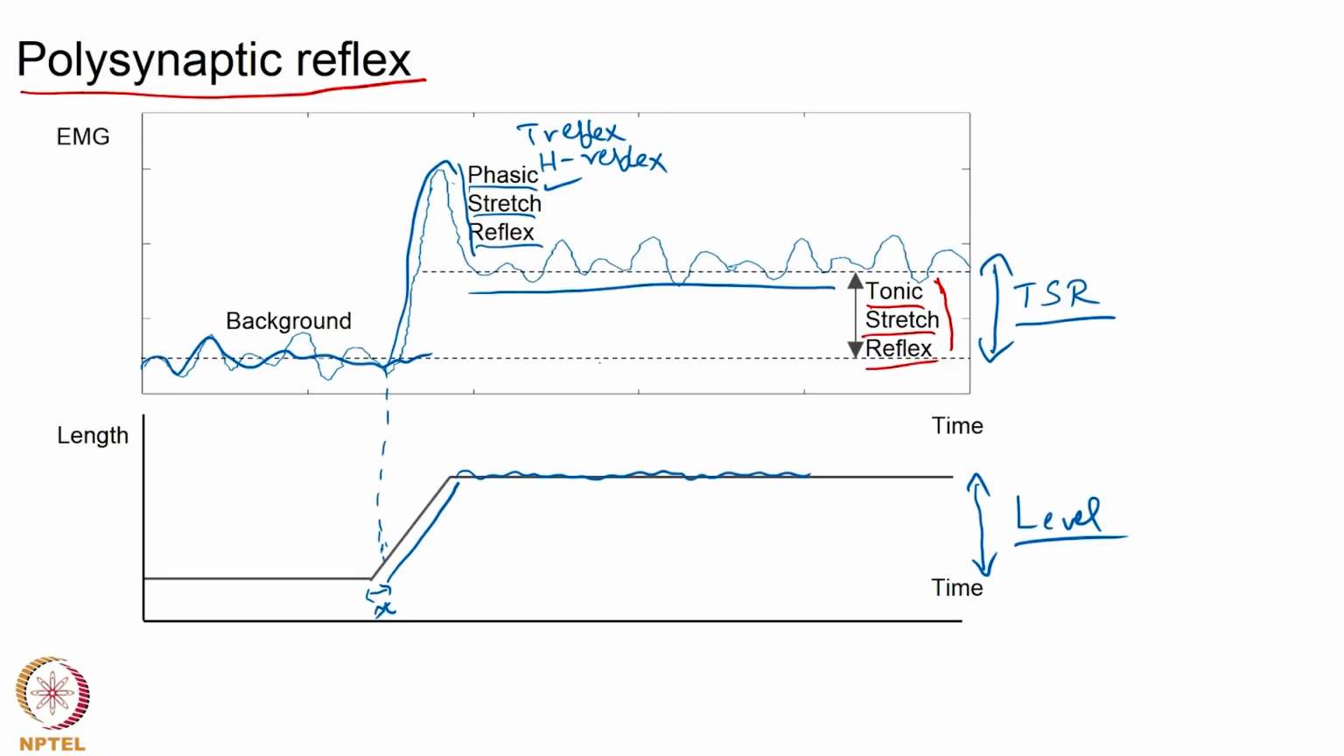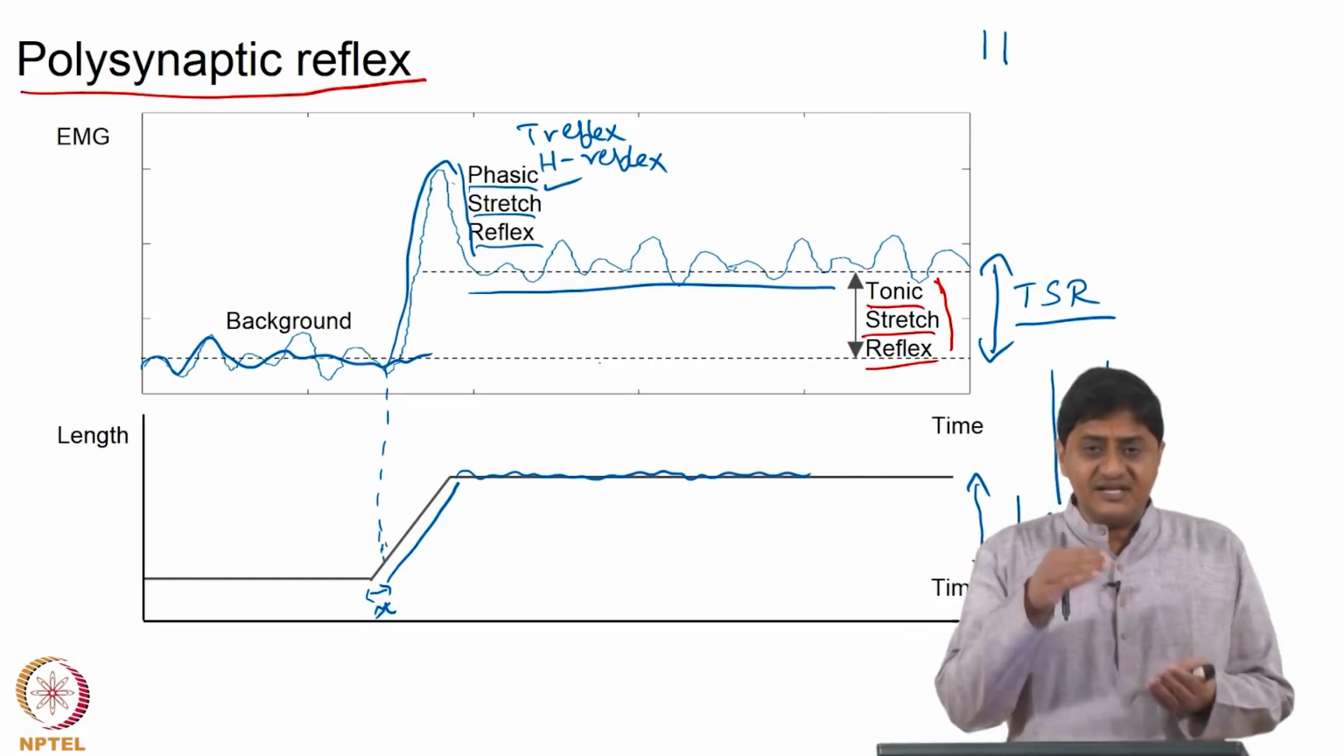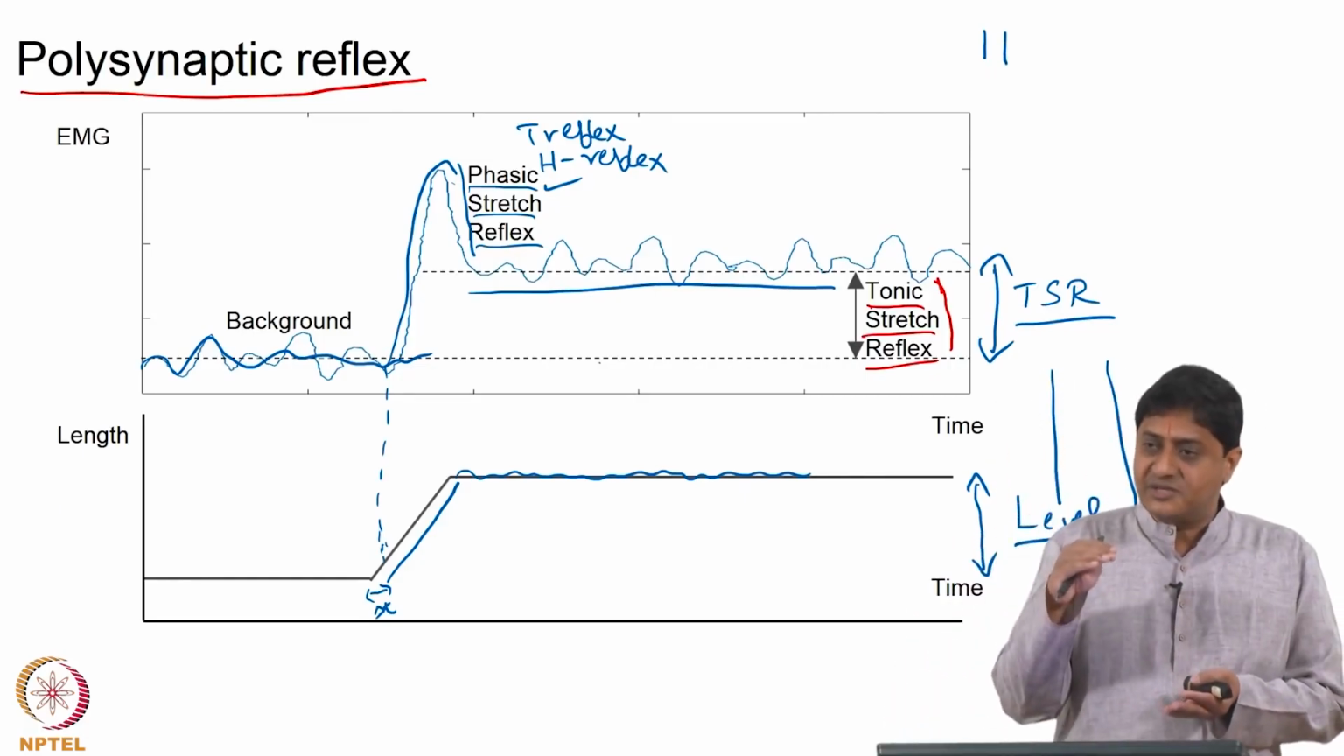The level of the muscle length has changed from one length to another length. For that, the response: if that is the level change, that is the response. If the level change was that much, the response will be that. For example, the response could be that much. If the level change was this much, then the response could be this much. So as the level changes, the tonic stretch reflex response will change.